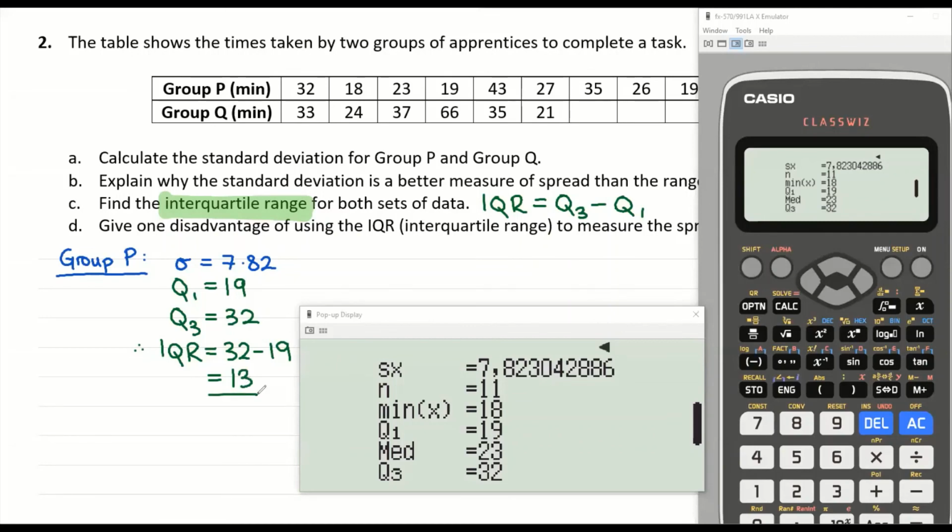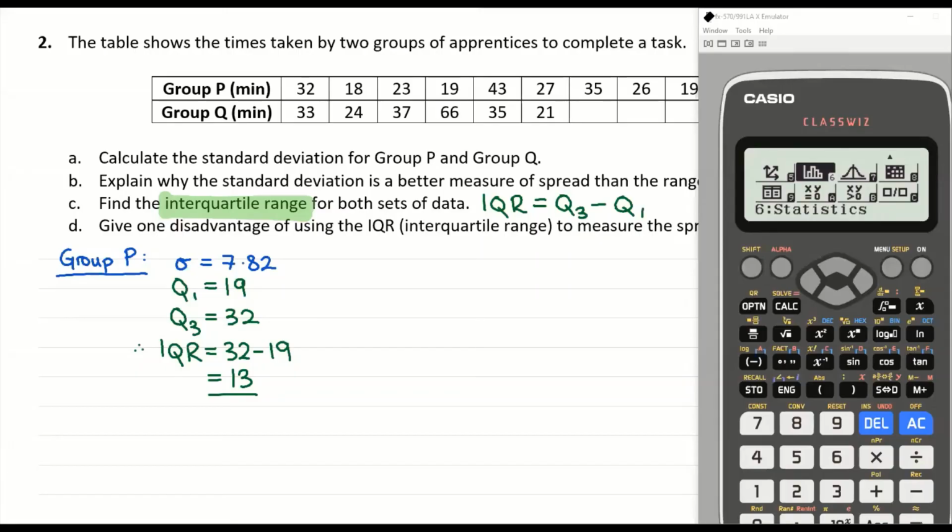And then we're going to have to state a disadvantage, so we'll do that later. Now let's get the summary information for group Q. I'll put that in the calculator and then we can regroup in a second. All right, so it's option 6, and it's one variable again. So there's not as many numbers here.